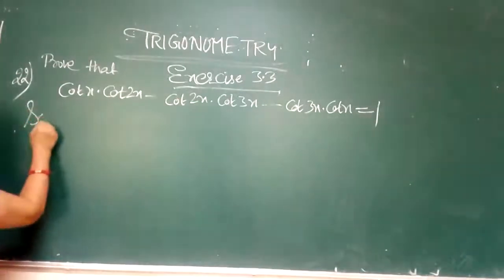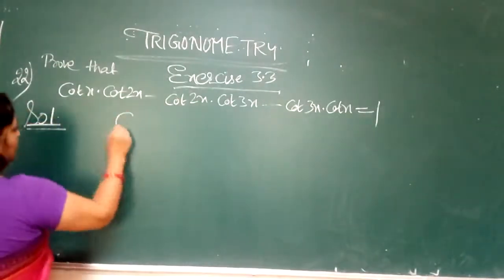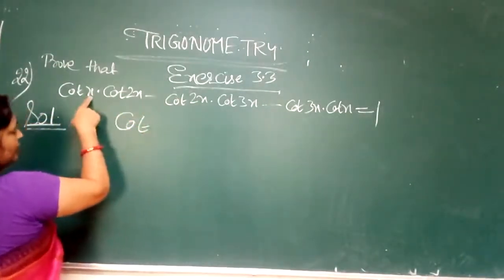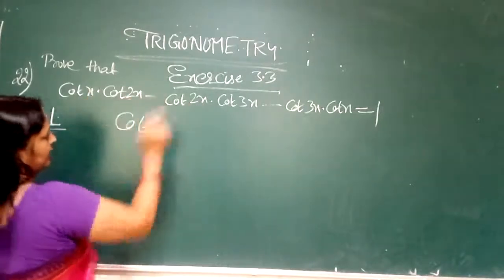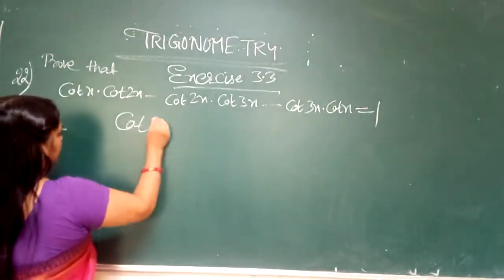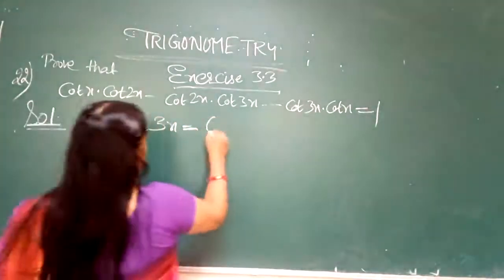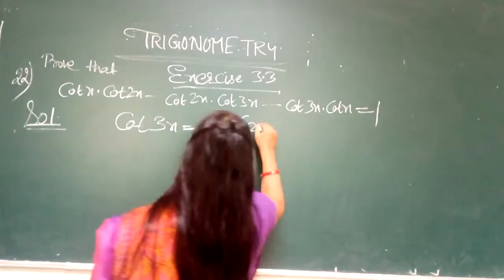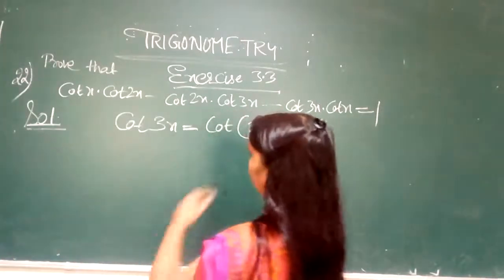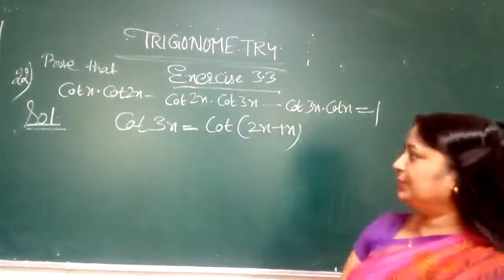Now let us start the solution. We can write which is highest. Here the coefficient of x is 1, here 2 and here 3. So which is the highest? That is cot 3x. So we can break this term. Break this term, we can write 3x as 2x plus x. Cot 3x is cot (2x plus x).